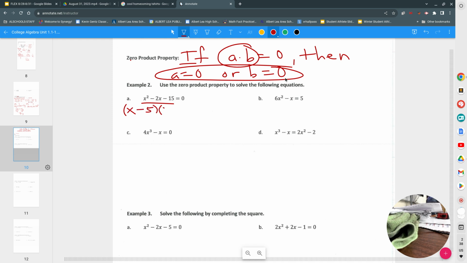Good, x minus 5 and x plus 3. The first binomial would be my A value, and then the second one would be my B value. So if x minus 5 was equal to 0, then x would be equal to 5. And if x plus 3 was equal to 0, x would be negative 3. And those are my two solutions.